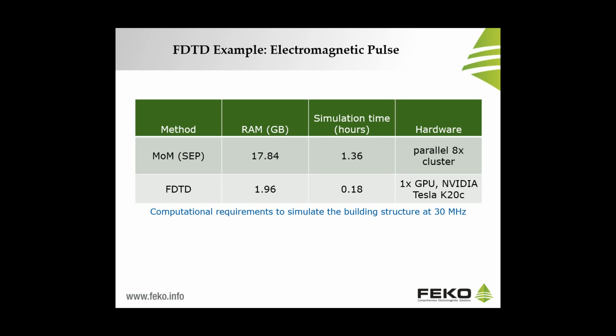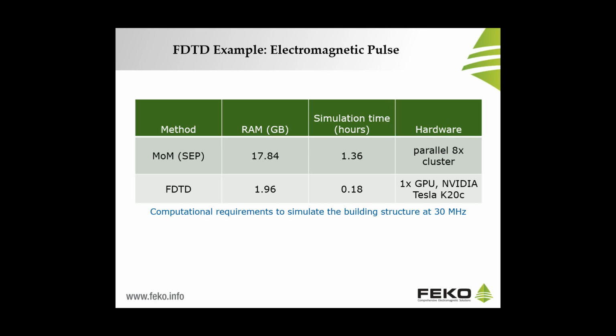Finally, in terms of computational requirements, here you have a table where we show methods where you have MLFMM, in this case using the surface equivalence principle, and FDTD. You have the memory that was required to solve this problem, you have the runtime, and you have here information about the machines we used to solve the problem. You can see that by using FDTD, we can reduce the memory requirement by a factor of 9 and runtime by a factor of 7.